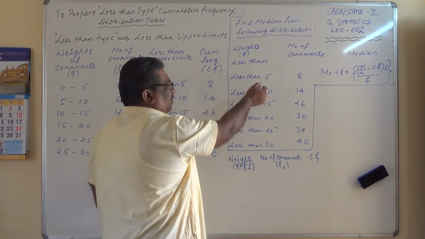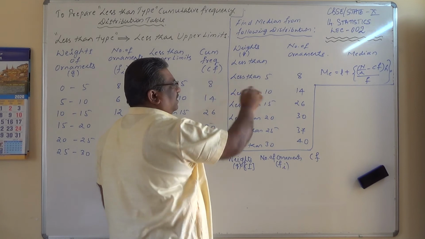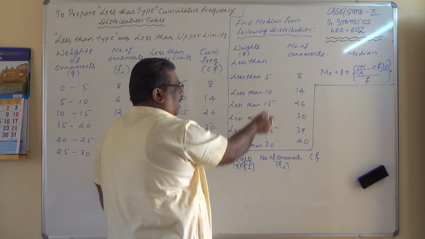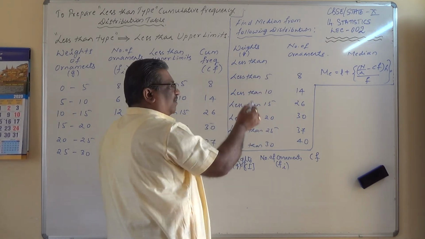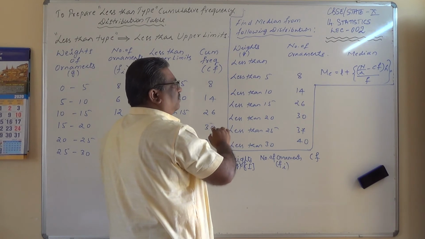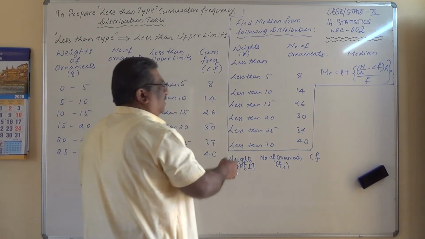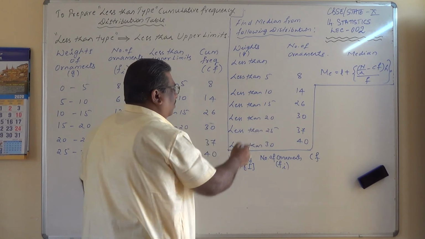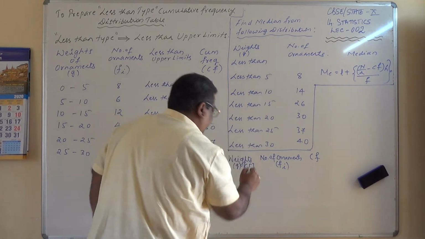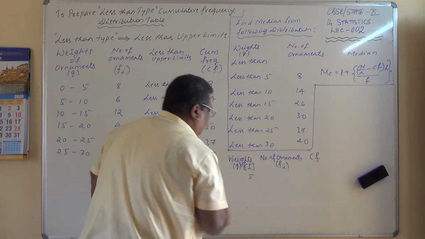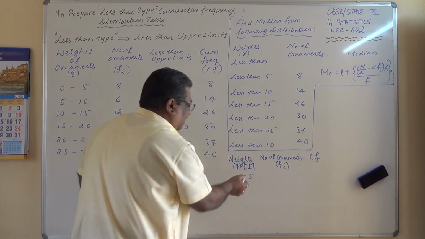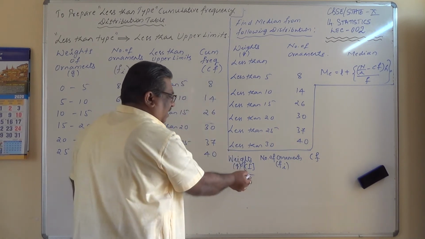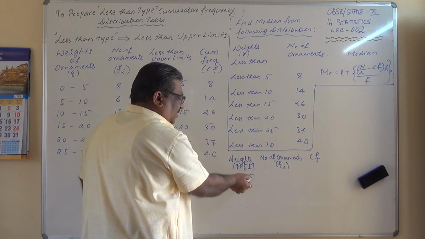What is the class size over here? 10 minus 5, 5 is the class size. These are upper limits. Upper limits minus class size gives you the lower limit. So what will I write? These are the upper limits which I know. So first class upper limit is 5. Dash. I need the lower limit. Subtract the class size from this upper limit.